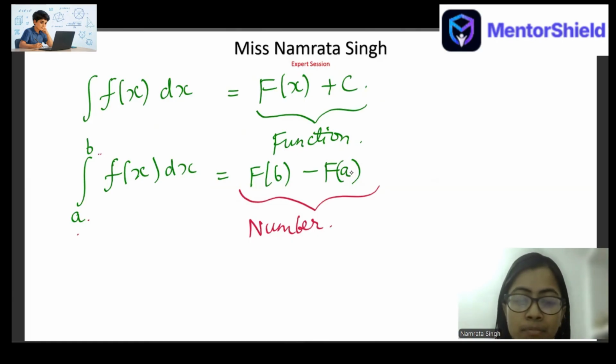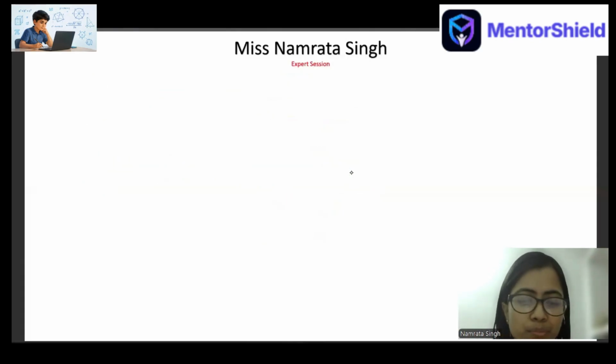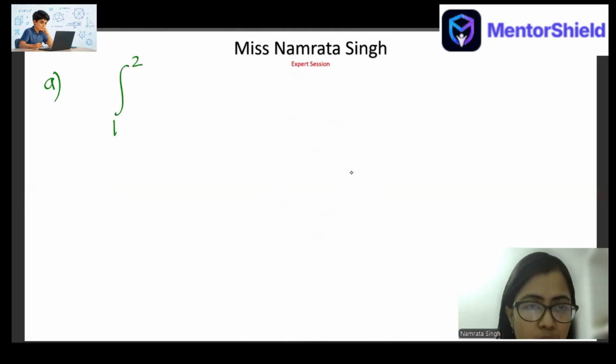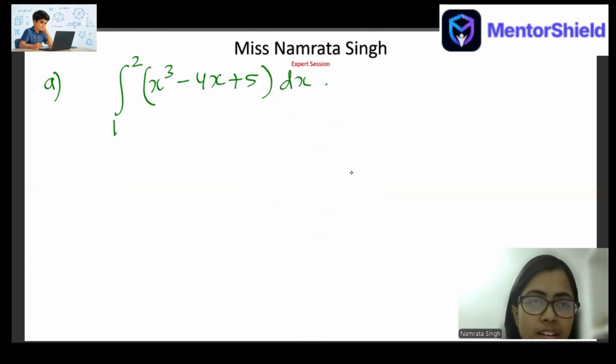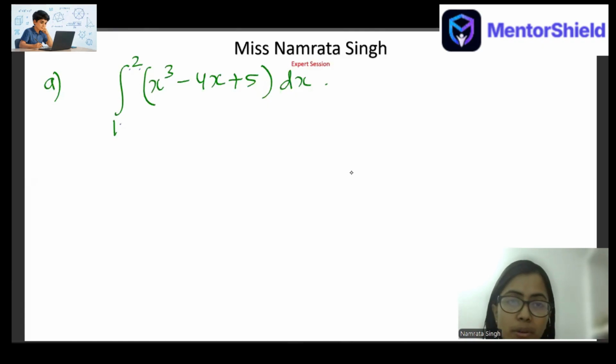Let us try and solve some questions related to definite integrals. Now that you all know the formula, solving questions would be a bit easier for you. So I have my first question, that is this one: the integration from 1 to 2 of x cubed minus 4x plus 5 dx. Now look carefully at this question. It has got two numbers. 2 is the upper limit and 1 is the lower limit. So what are we going to do with this? We will substitute them later.